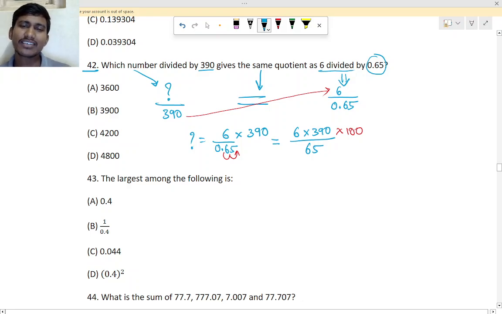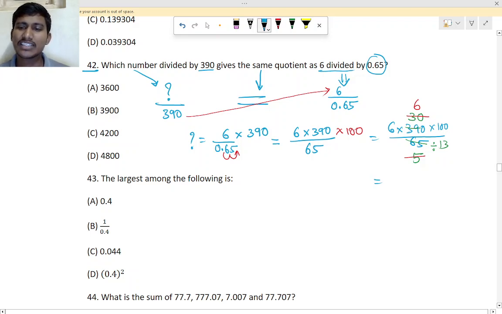Will you divide it or should I do? 6 into 390 into 100 divided by how much? 65. 65 will come in which table? 13 table? 13 how many is 65? 13 fives are. Here you divide with 13. 13 how many is 39? 13 threes are. And 0 as it is. 30. Now 5 is there, right? 5 you divide. 5 how many is 30? 5 sixes are 6.